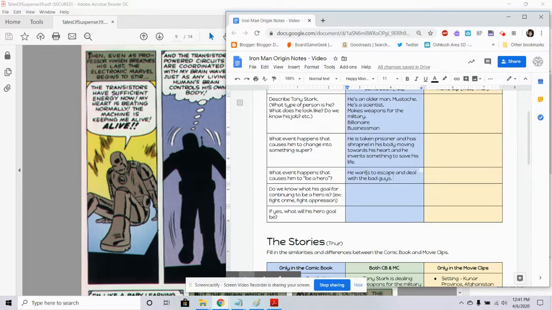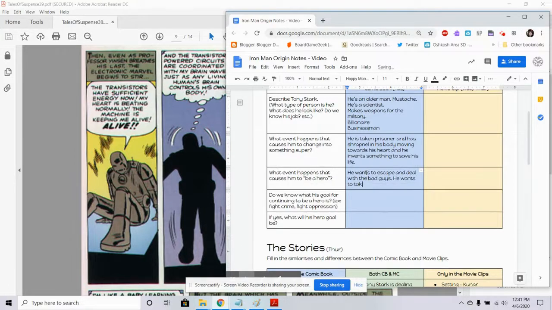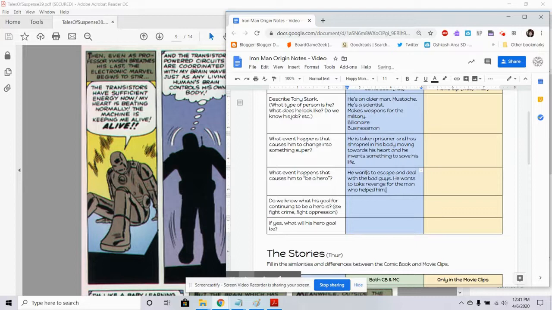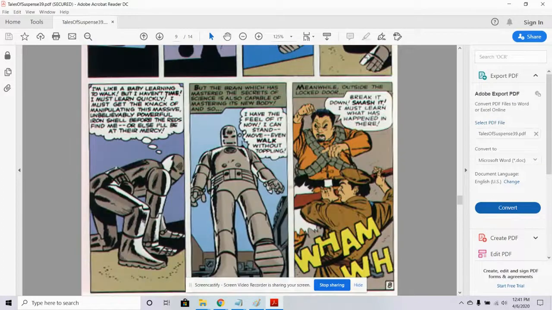But what really triggers it, what's a bit of motivation beyond just being able to save himself from any kind of harm that might come to him, is he wants to take revenge for the man who helped him. So that's essentially what causes him to be a hero. He's able to kind of take out the bad guy.